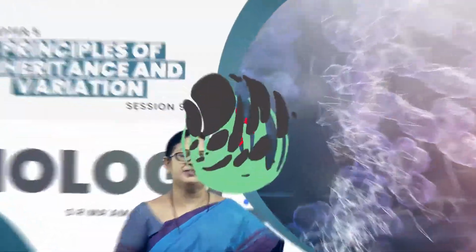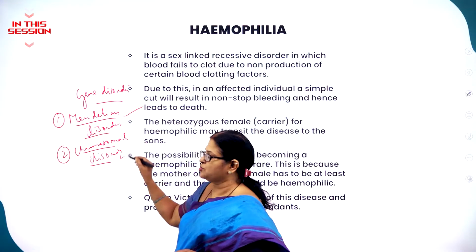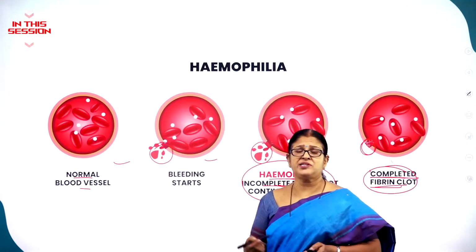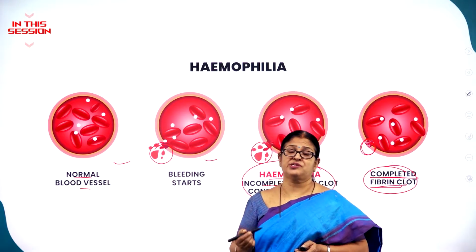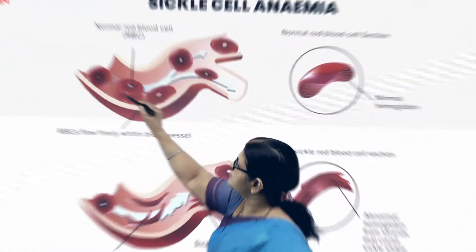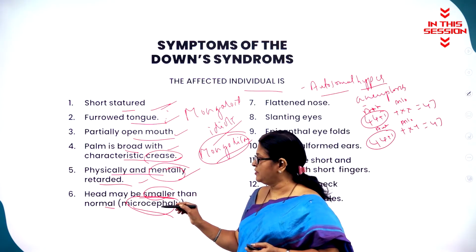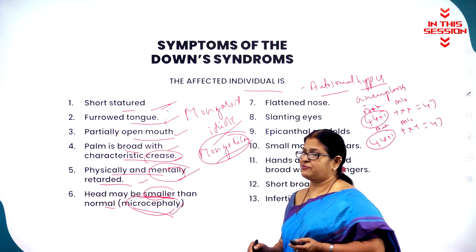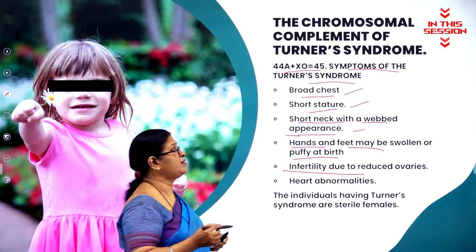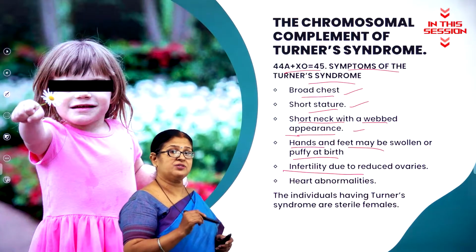Hello dear students, Mendelian disorders and chromosomal disorders. Imagine if a hemophilic person has to undergo surgery. Here you can see the normal blood vessels. Head may be smaller than the normal, hence we use the word called microcephaly. This Turner syndrome is common in whom? It occurs only in females.